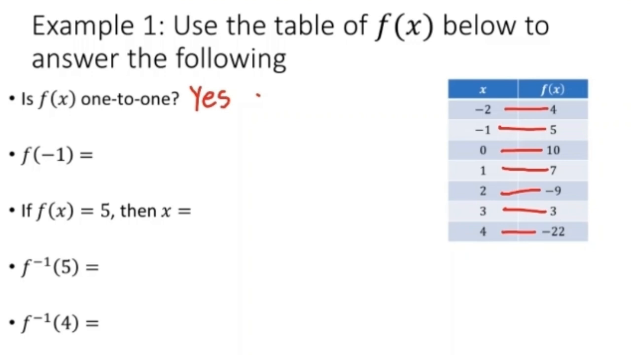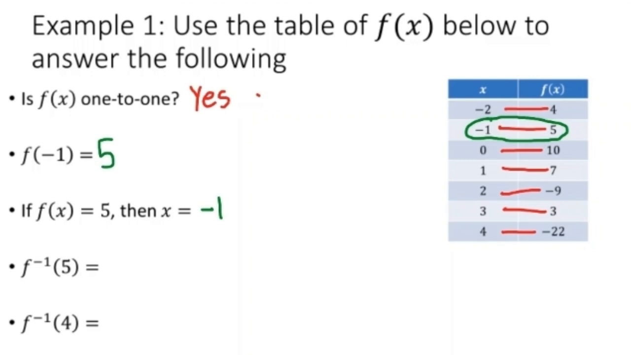Next, we're going to evaluate f of -1. Using our table, we can see that when x equals -1, our function is positive 5. So f of -1 equals 5. This fact will also help us answer the next two bullet points. The next bullet point states if f of x equals 5, then x equals blank. From our work in the previous part, we know that f of -1 equals 5, so when x equals -1, f of x will equal 5. The thing we have to be careful of: will there be another x that will satisfy the equation f of x equals 5?